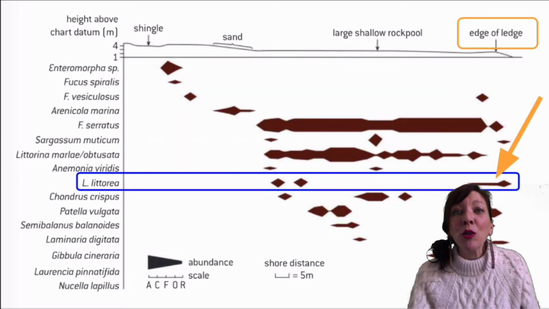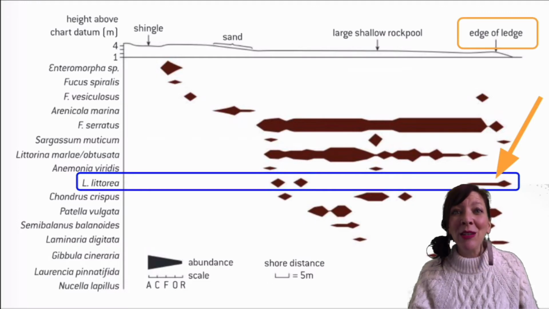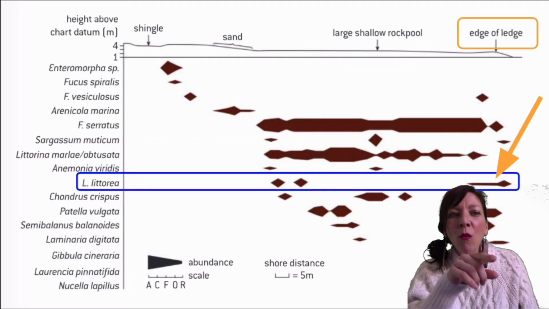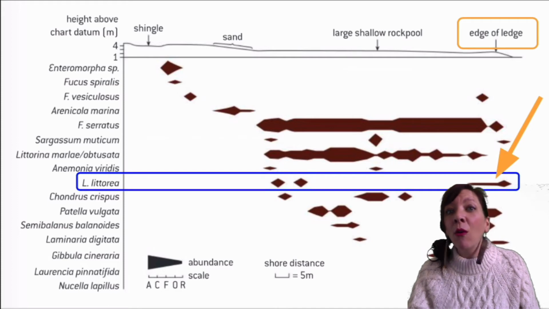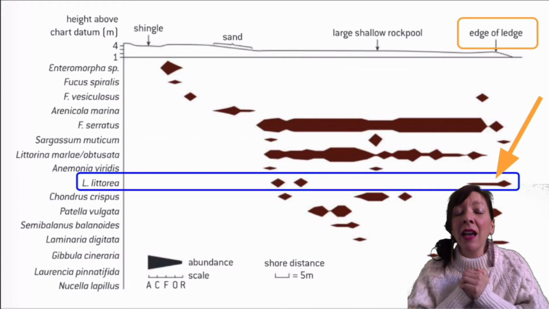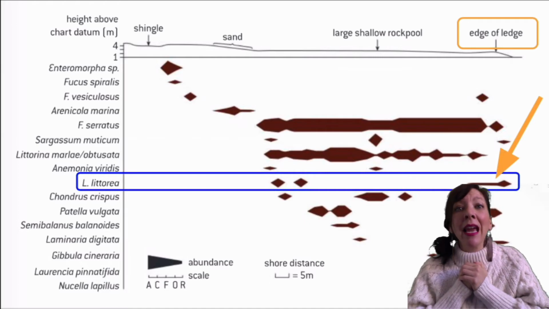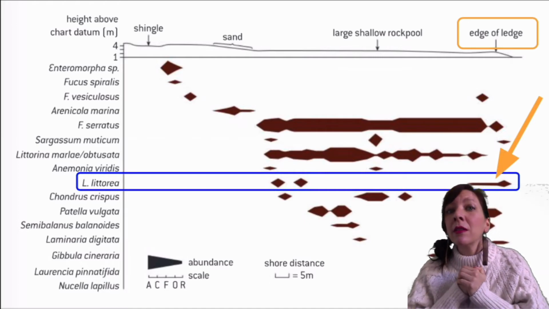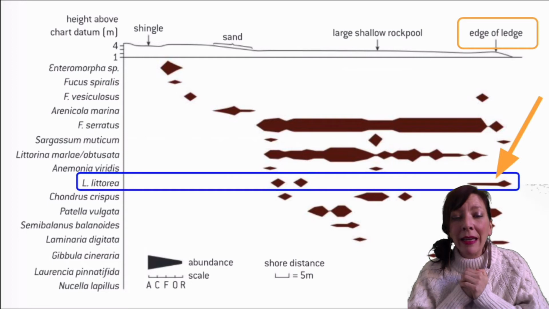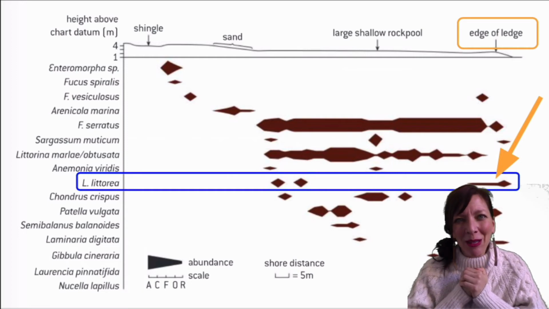If you could push pause right now, what I would like you to do is tell me what ACFOR abundance it is on that scale. These little critters found at the edge of the ledge, which letter do you think it is? Pause now, and let me know in a second.